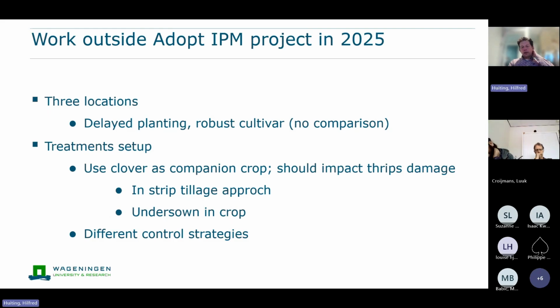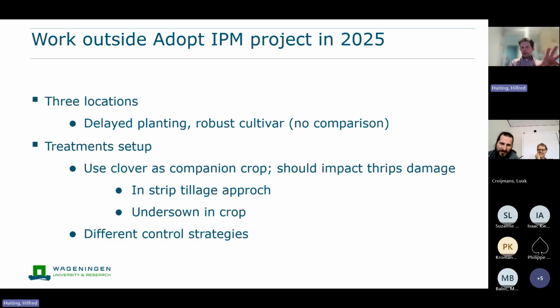And we did some work with clover as a companion crop. We have applied this in different ways. The idea is, as far as I know, that this was never tested in cabbage crop before with specifically this goal. Although it has been tested in leeks, so clover with leeks, but not with cabbage. The assumption is that it will reduce thrips damage, and we're not completely clear what the mechanism behind that would be. Maybe Luke has some insight there. We'll see later on.